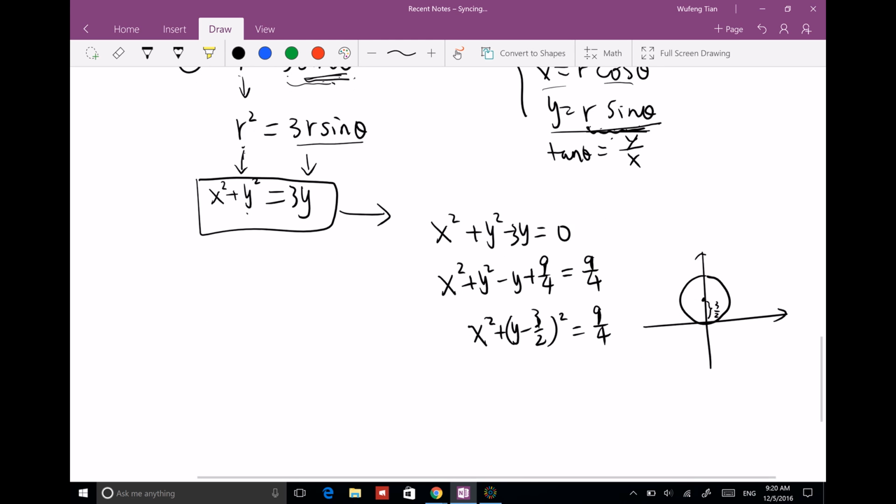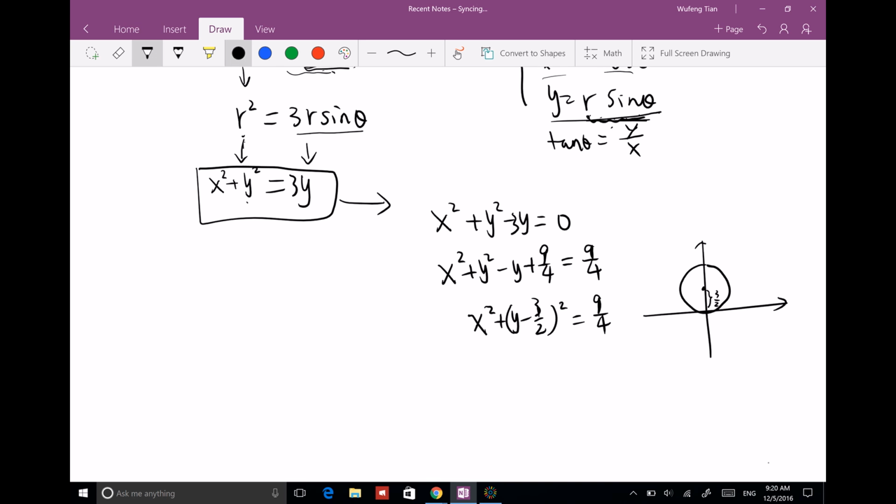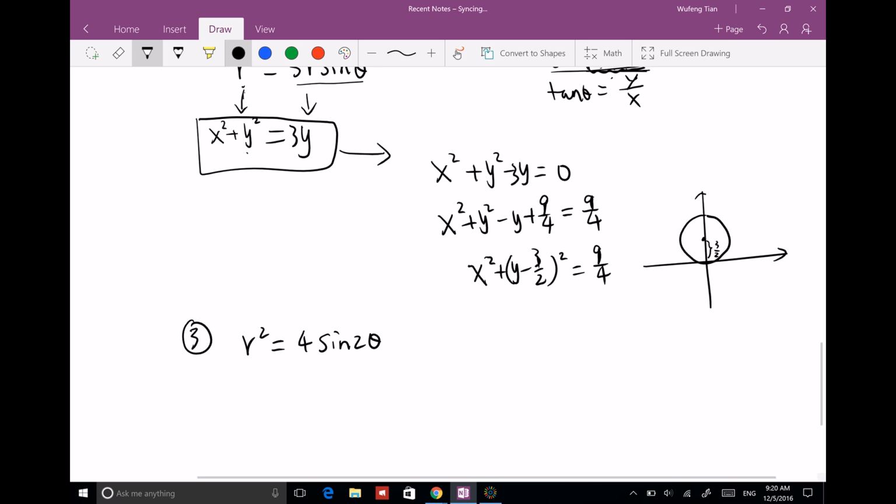All right, so next one. If I give you r squared equals 4 sine 2 theta, I'll give you 1 minute to work on this one by yourself.